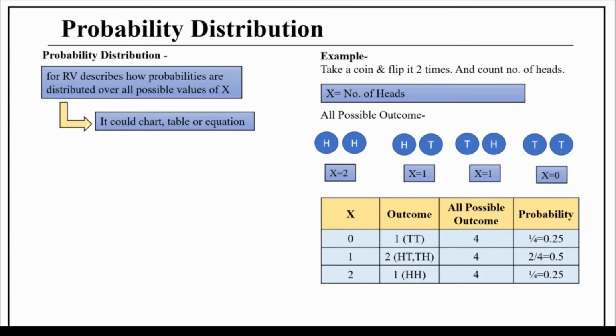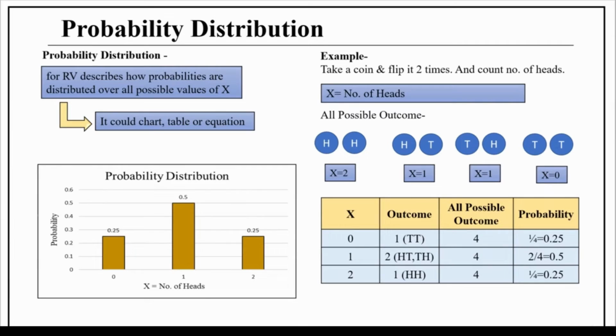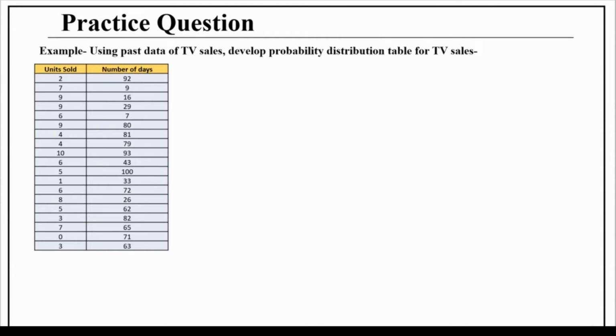The last one is x equal to 2. There was only 1 occasion when we had 2 heads, so the probability of having 2 heads is 1 by 4, that is 25%. So this is a probability distribution table for a random variable, and this distribution can be shown in the form of a graph as I have shown in the slides. Now let's solve one more question and express the probability distribution in the form of a graph. Here the question is about past data of TV sales and asks us to develop a probability distribution table for TV. Now we will solve this question in an Excel sheet.